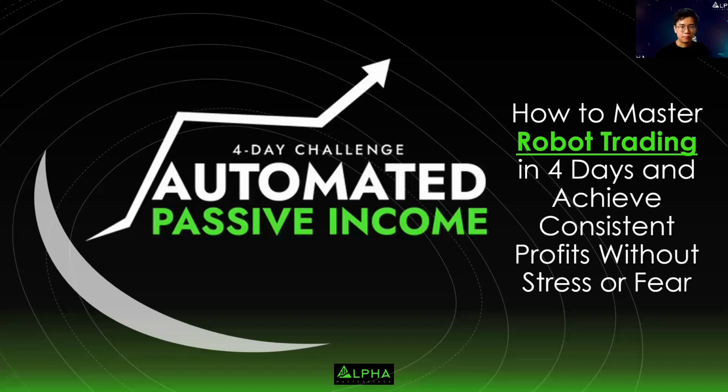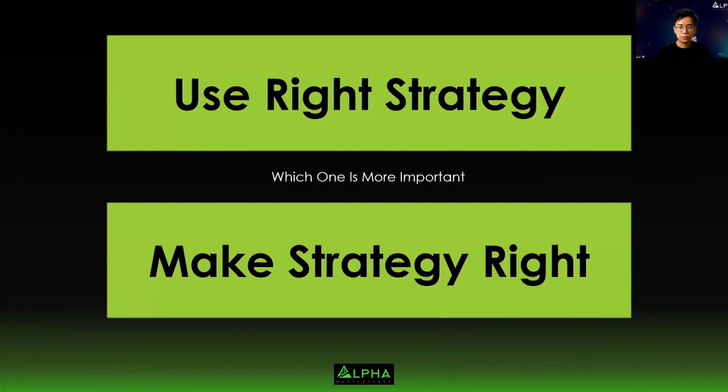Okay. Now, before we get started with today's sessions, here I would like to give a thought process. Now, in trading, there are two things. Use strategy, use the right strategy. This is number one. Use the right strategy. Make the strategy right. This is number two. Which one is more important? Type in the chat box. You think that using the right strategy is more important? Type one. You think that making the strategy right is more important? Type two.